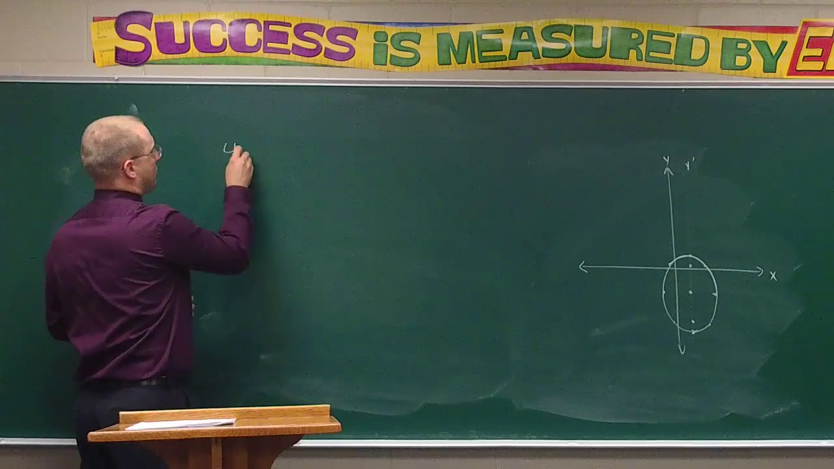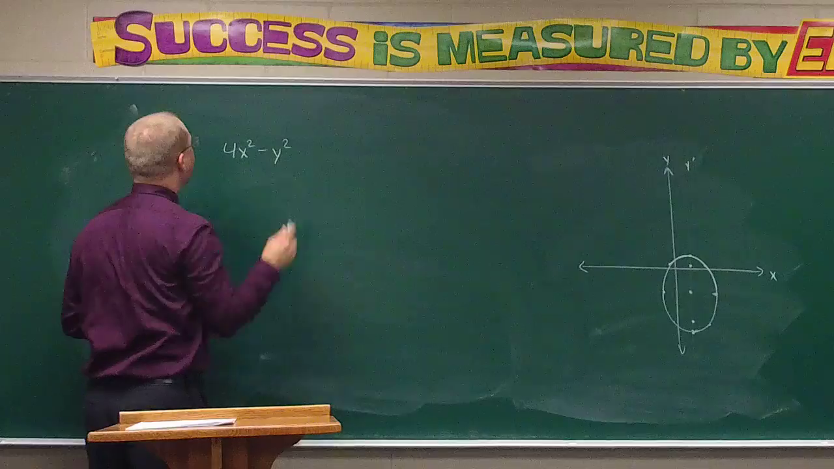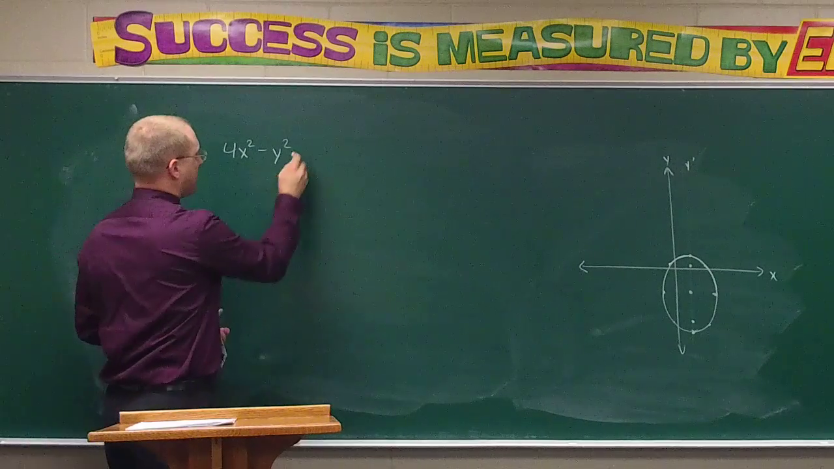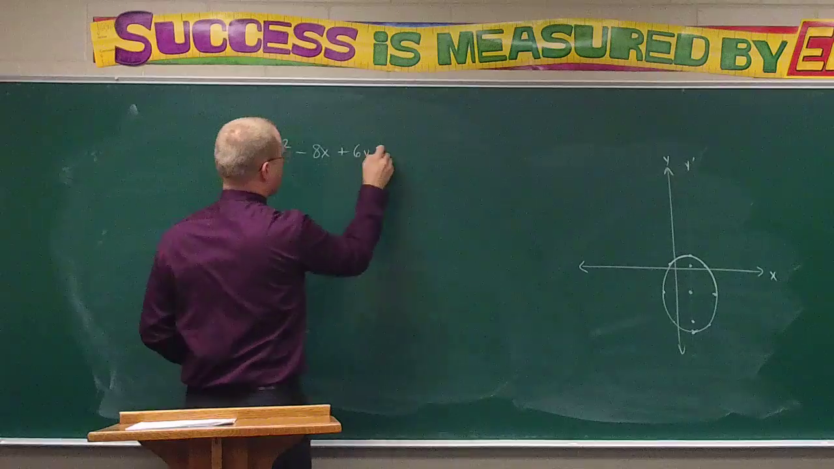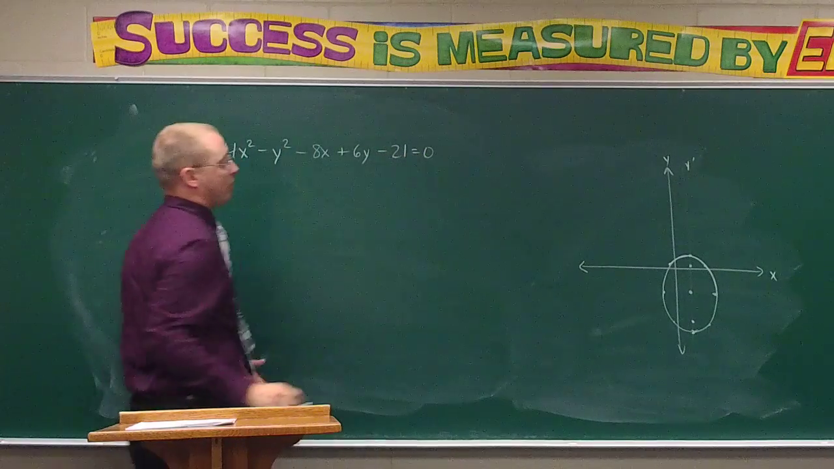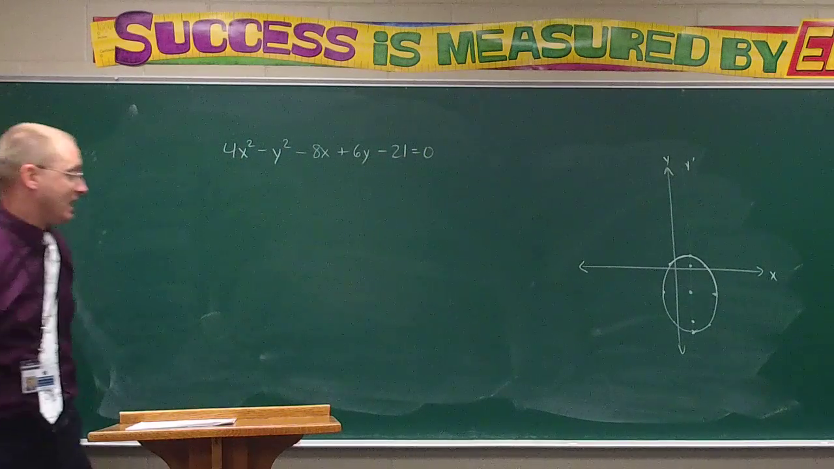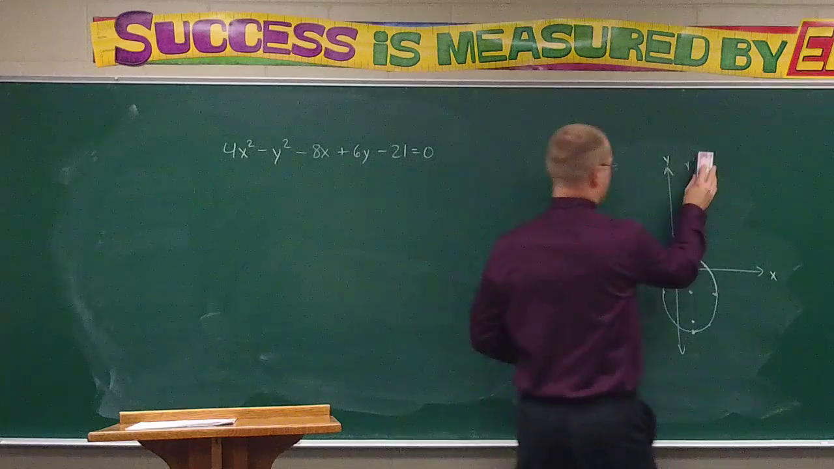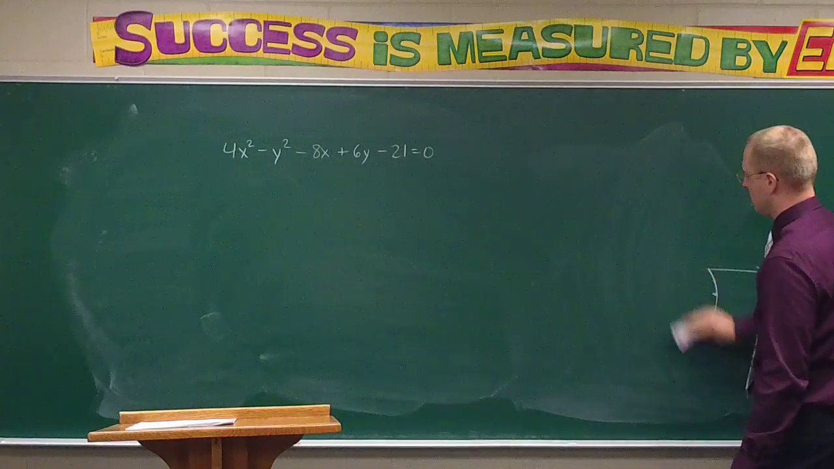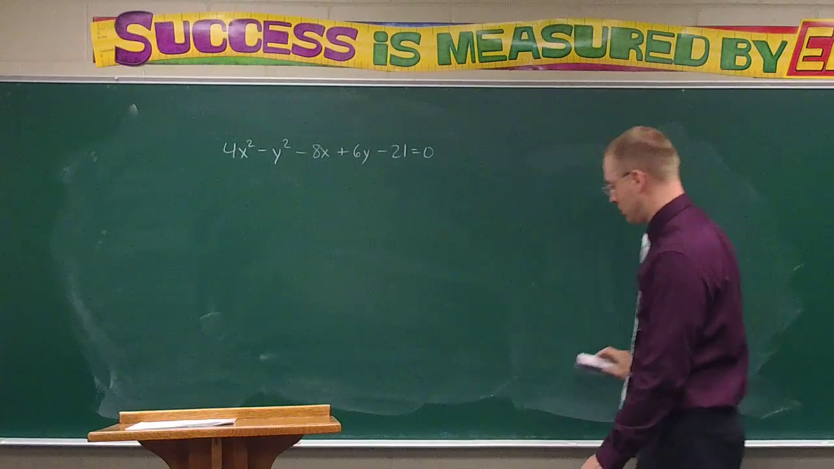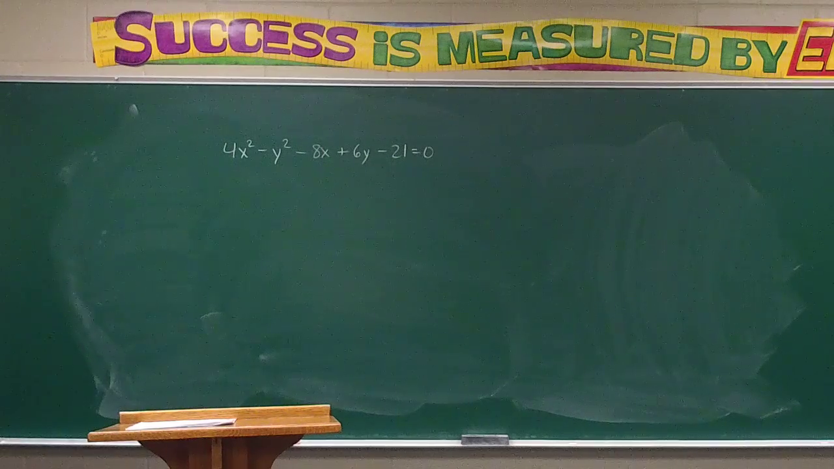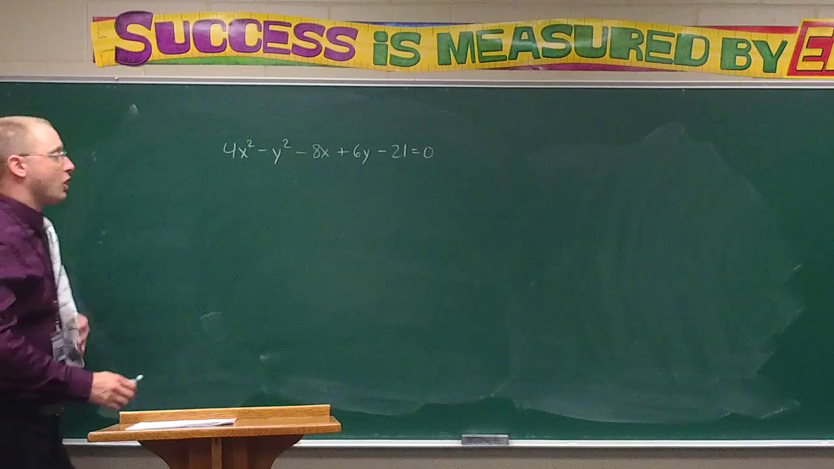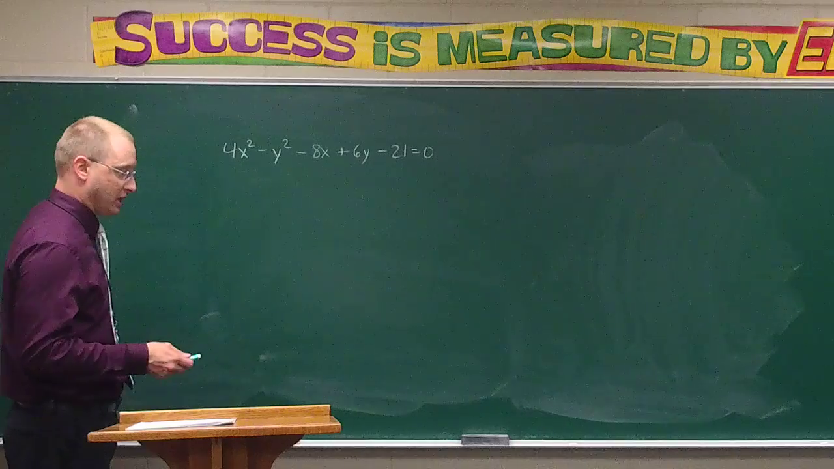If we had 4x squared minus y squared minus 8x plus 6y minus 21 equals 0, we know this is a hyperbola because both are squared and they're subtracted. You don't even necessarily have to have different coefficients, but you do have to be squared and subtracted, right? So we're going to do the same kind of thing we did to start off the ellipse.